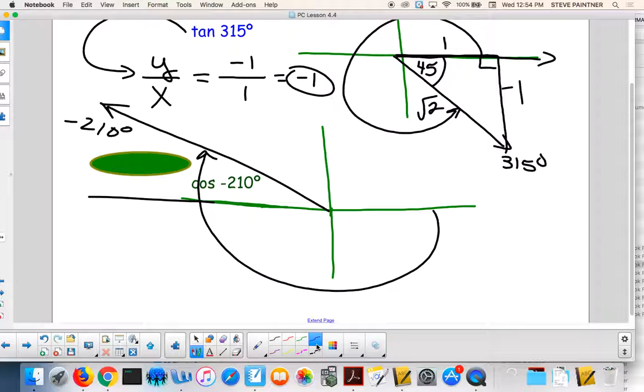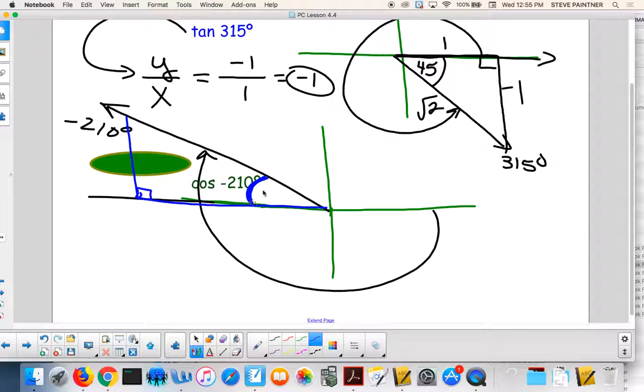Cosine of negative 210. Pay attention to details. Was it 210 or negative 210? If you went positive 210, you're way down here, guys. You're going to get the wrong answer. Negative 210. Go clockwise, go up to here. Draw your triangle. Okay. Your reference angle is what this time? 30.